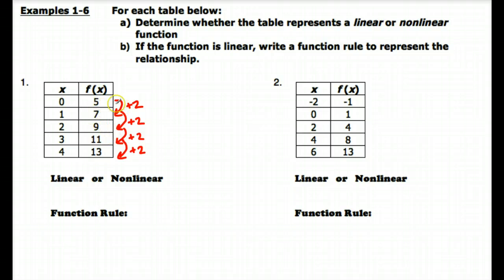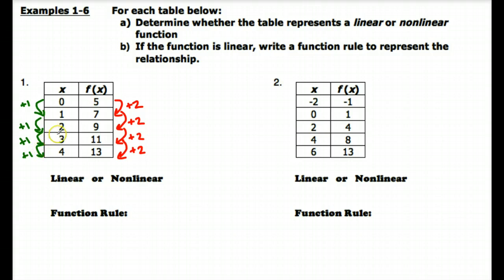But when I'm thinking about rate of change, I need to think about the y values compared to the x values. A rate means that you're comparing two different changing relationships. So now I need to look at my x values and ask myself how they are changing. My first x value is 0. My second x value is 1. So from 0 to 1, I'm adding 1. From 1 to 2, I'm adding 1. From 2 to 3, I'm adding 1. And from 3 to 4, I'm adding 1.